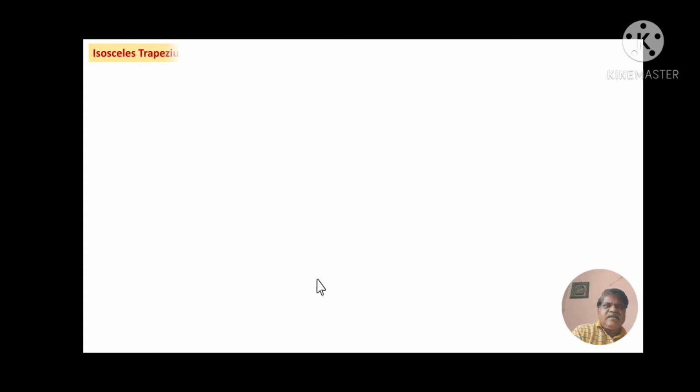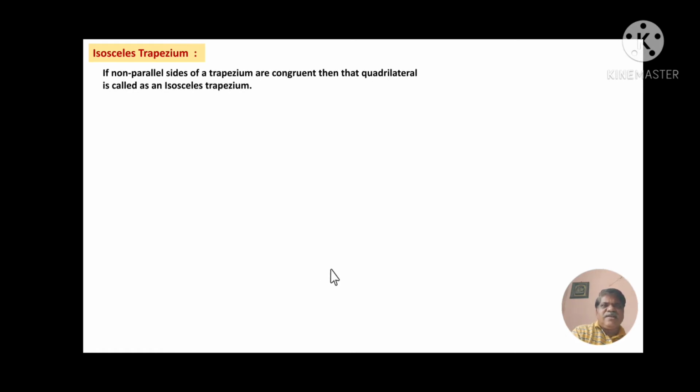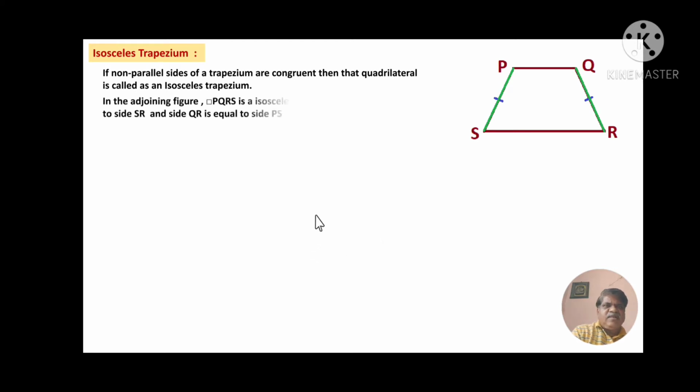Friends, let us see this isosceles trapezium. If the non-parallel sides of a trapezium are congruent, then that quadrilateral is called an isosceles trapezium. You can see in this, the two sides which are non-parallel are shown with the green color and those are congruent. In the adjoining figure, quadrilateral PQRS is an isosceles trapezium. Side PQ is parallel to side SR and side QR is equal to side PS.